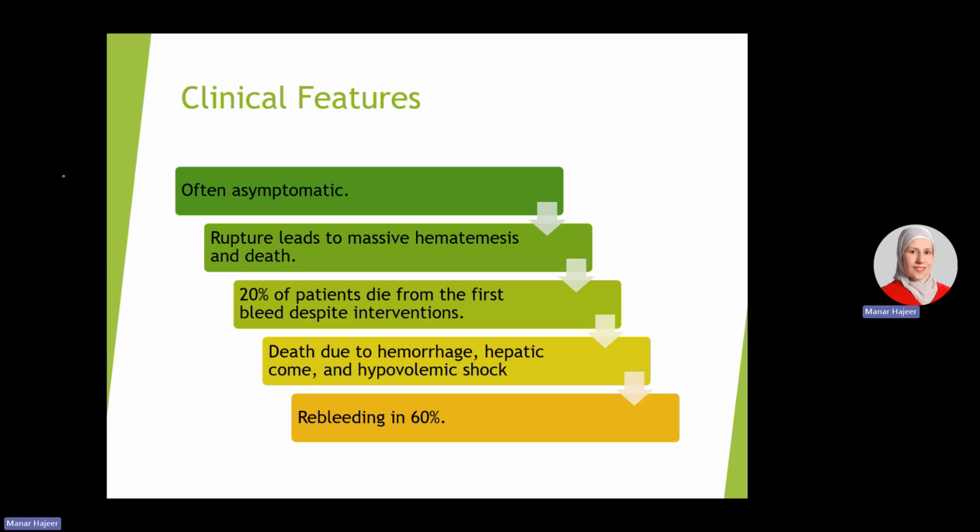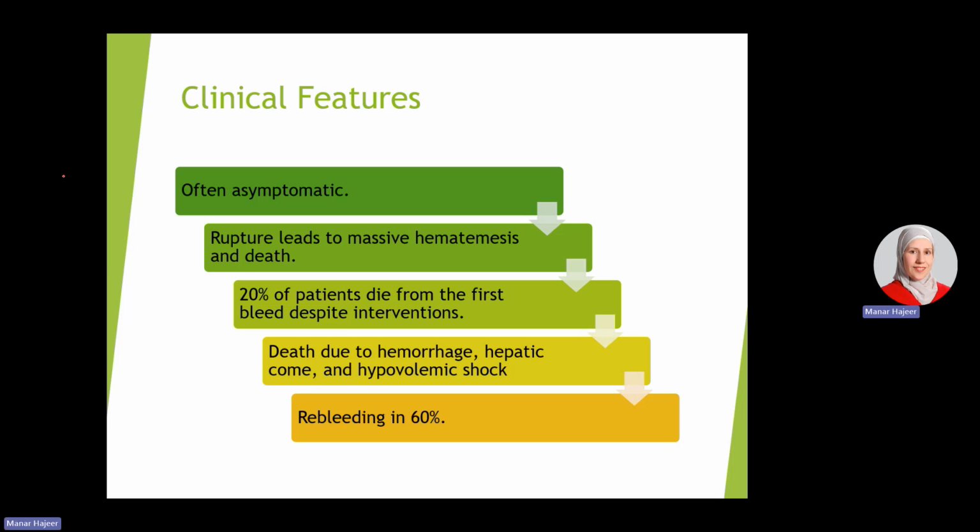Regarding the clinical features of varices, they are often asymptomatic and discovered incidentally during endoscopy in patients with cirrhosis, because they should have periodic surveillance for the development of varices. Rupture of these varices will lead to massive hematemesis and death. And what is the meaning of hematemesis? It is the vomiting of blood.